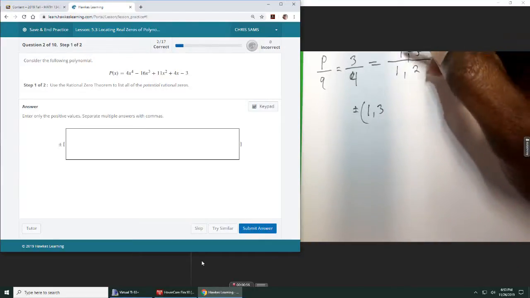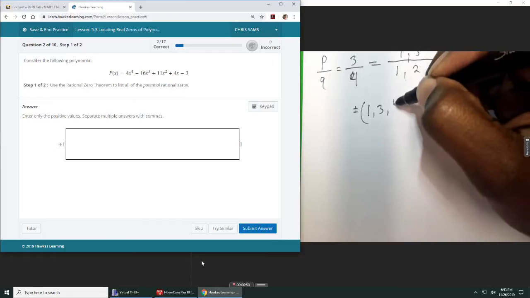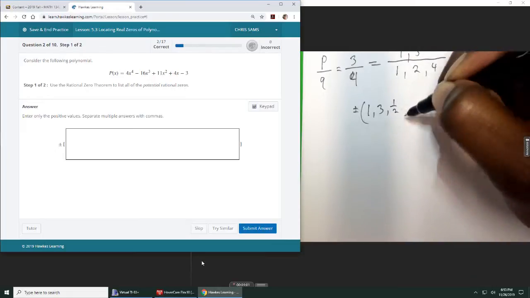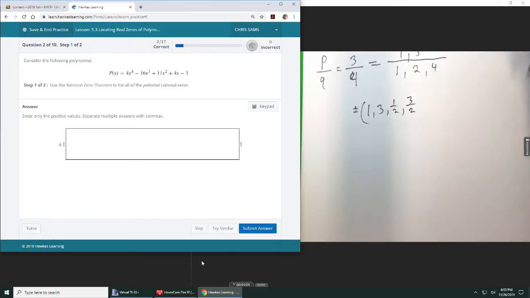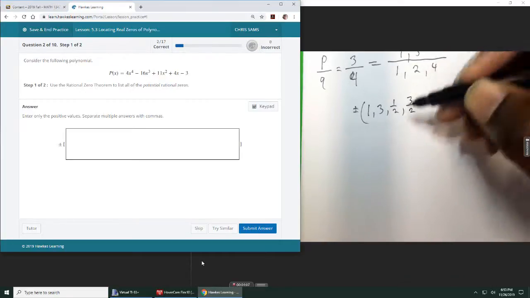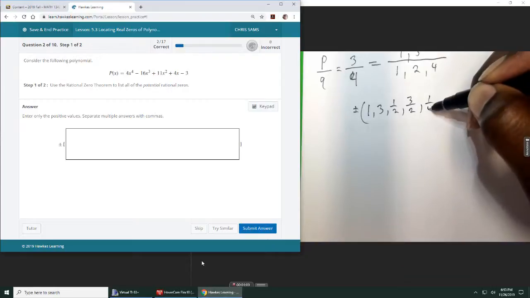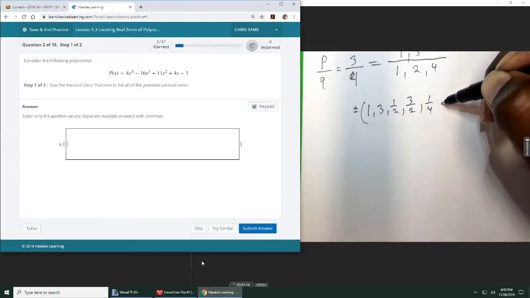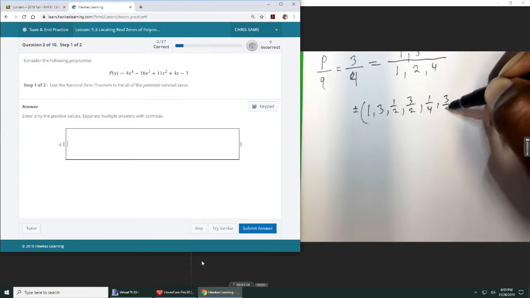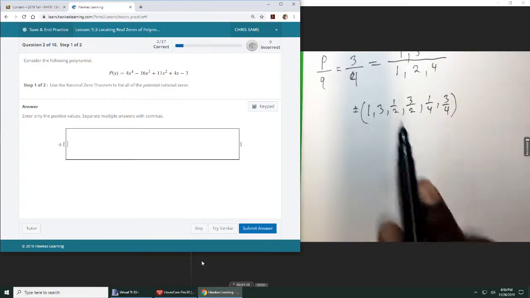Now we're going to divide each of these by 2. 1 divided by 2 will give us a half. 3 divided by 2 will give us 3 halves. And then we're going to do 1 divided by 4, which will give us 1/4, and then 3 divided by 4, which will give us 3/4. So this will be all your possible zeros.